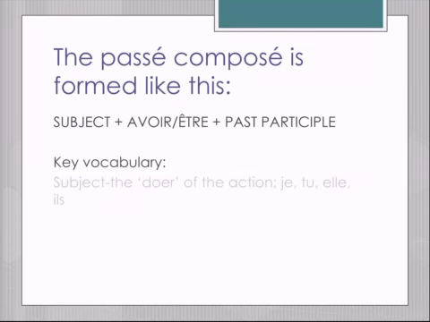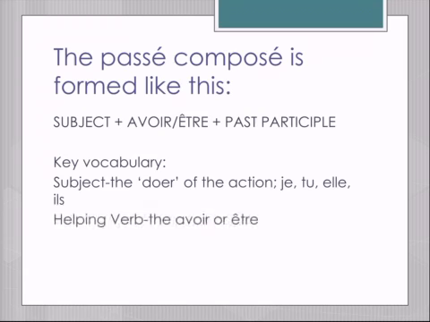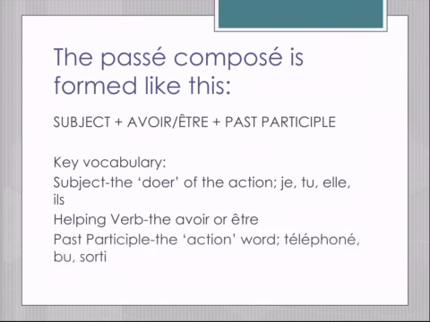So keywords that you need. The subject is the doer of the action. So it can be je, tu, elle, il, nous, vous, Sophie, Sophie et Claire, Madame Reed. It's the person or the people or the things that are doing the action. Le chien, la chat. The helping verb is either avoir or être, and there are rules and you will learn them. And the past participle is the action word, like téléphoner, bu, sortir, aller, pris, nager, rencontrer, vu. You know tons of them already.